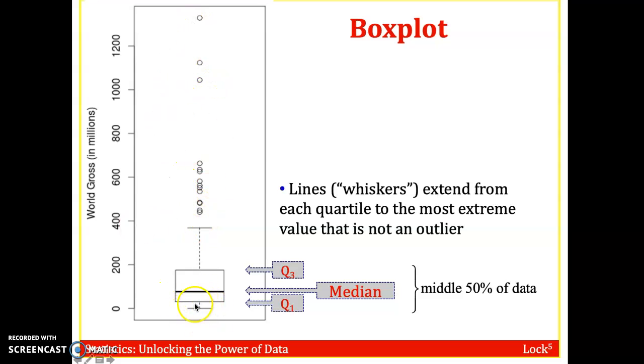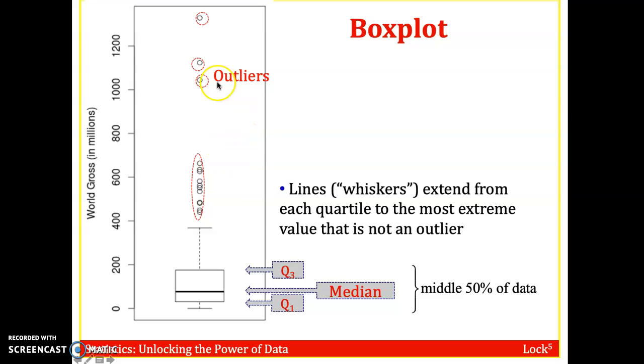On the left side or lower end, the lower whisker, in this case, is the minimum. So this whisker is the minimum. A movie made $0. And actually, all of these are outliers.